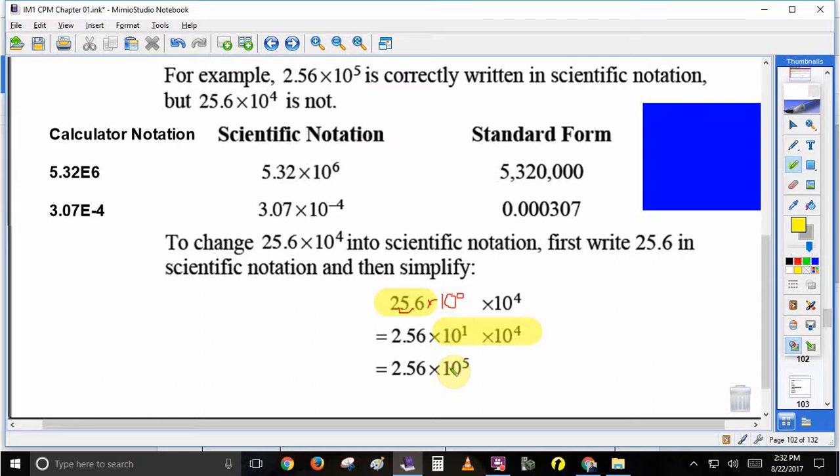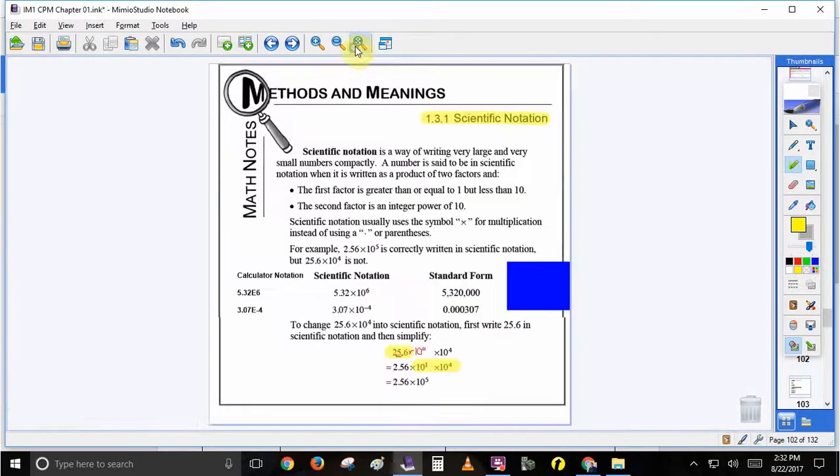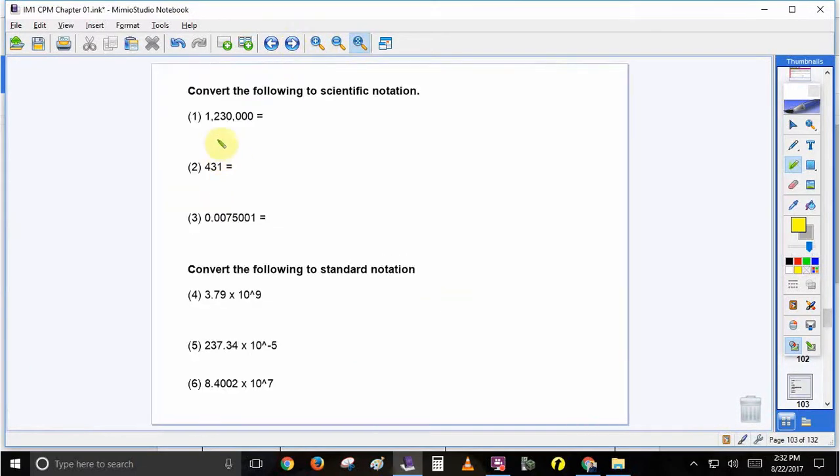All right, let's take a look at the sample problems. I have 3 problems here. I'm asking you to convert the following to scientific notation. So they're in standard notation, convert them to scientific notation. And 3 where you're going the other direction, converting from scientific notation to standard notation. By the way, this little caret right here means 10 to the 9th. This means 10 to the negative 5th, and this means 10 to the 7th. Alright guys, give that your best shot.